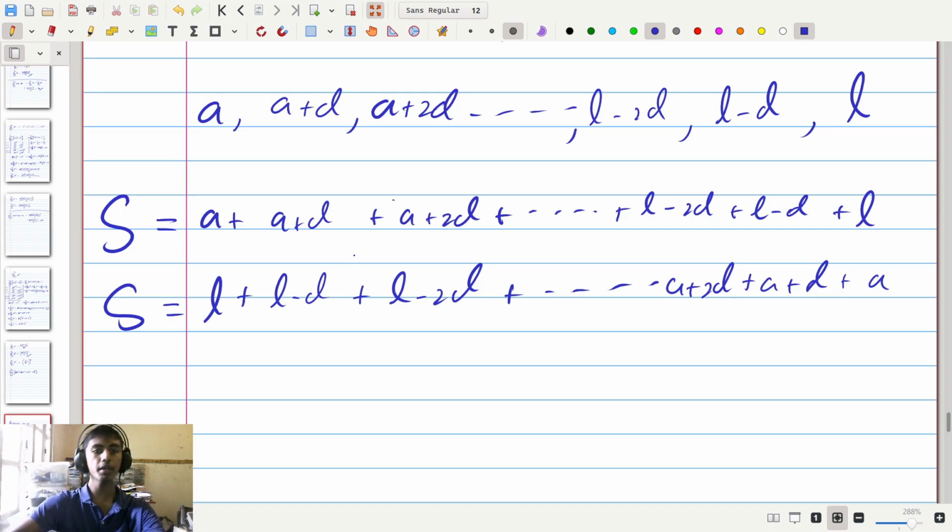Now, if we do this, we can see an interesting pattern. We can see that if we add these two, we get a plus L. If we add these two, we have a plus d and L minus d. The plus d and minus d cancel, once again giving us a plus L.